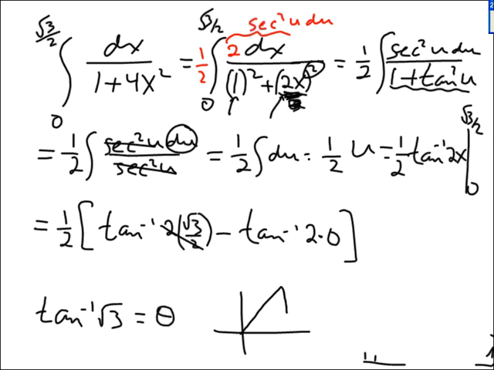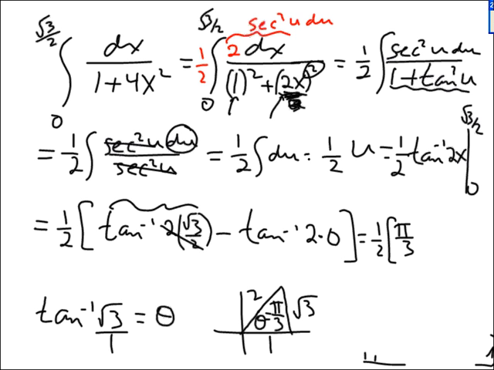Well, since square root of 3 is positive, we're in quadrant 1. Just remember, square root of 3 is square root of 3 over 1. Opposite of theta over adjacent. Oh, I know that one. That's 60 degrees. That's 180 divided by 3. Okay, so we have 1/2 times pi over 3. This here, arctangent of square root of 3, or tan inverse of square root of 3, is pi over 3.